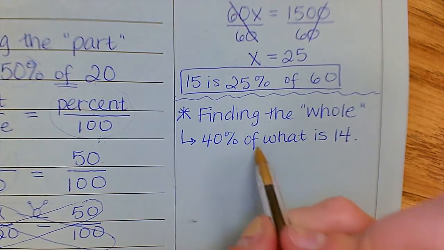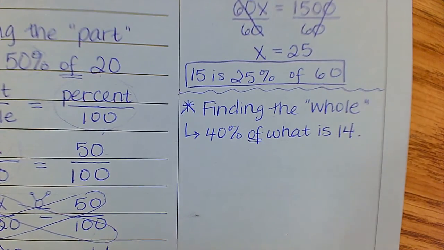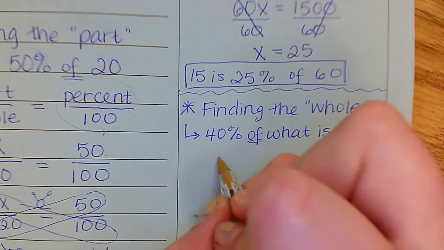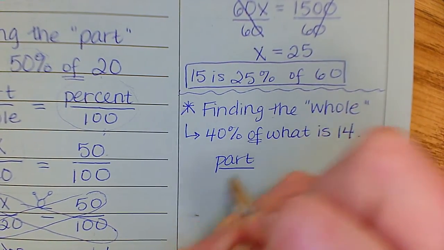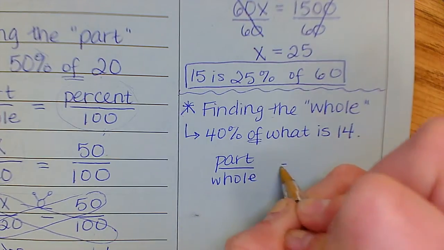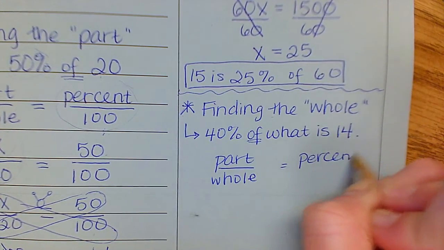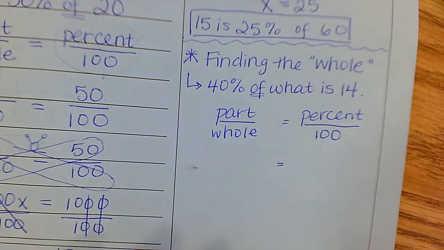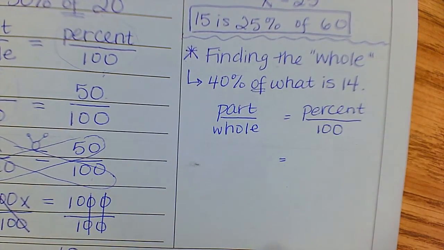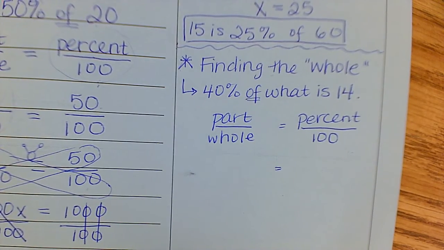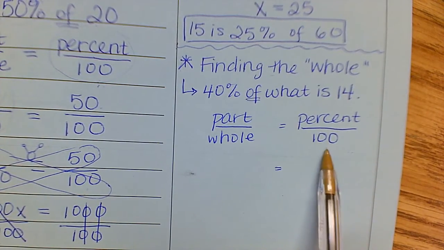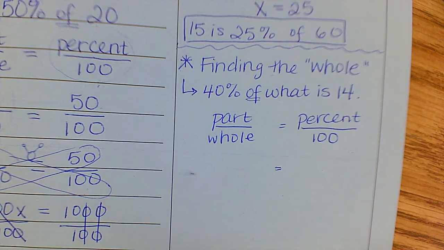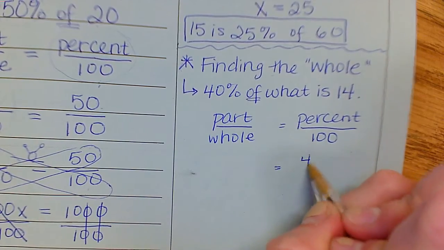So again, I come back to that "of." Whenever we see the "of," I want to really think about what that means as far as the whole. So remember my proportions. I have some sort of part out of some sort of whole is equal to some sort of percent out of 100. So again, I always like to start with the percent. So I look at my problem and see if I have a percent. Would anyone like to raise their hand and tell me my percent? How about Eva? It would be 40 over 100.